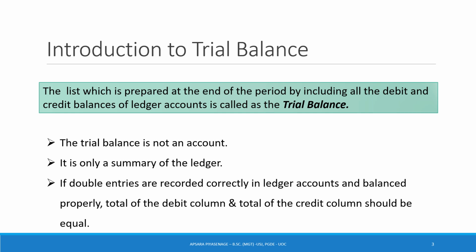If we have recorded all the transactions in the ledger according to the double entry principle and balanced properly, the total of the debit column and the total of the credit column of the trial balance should be equal.